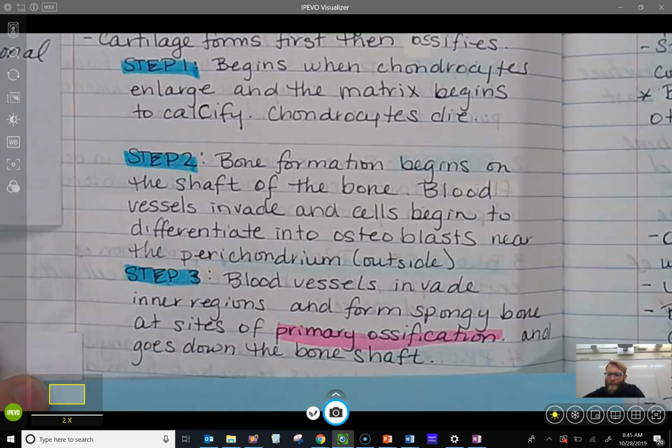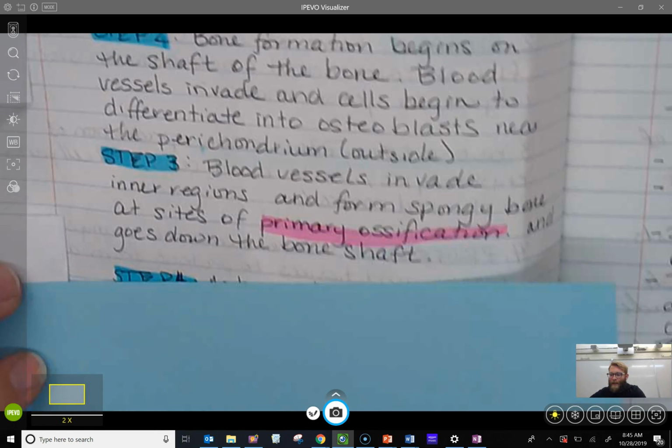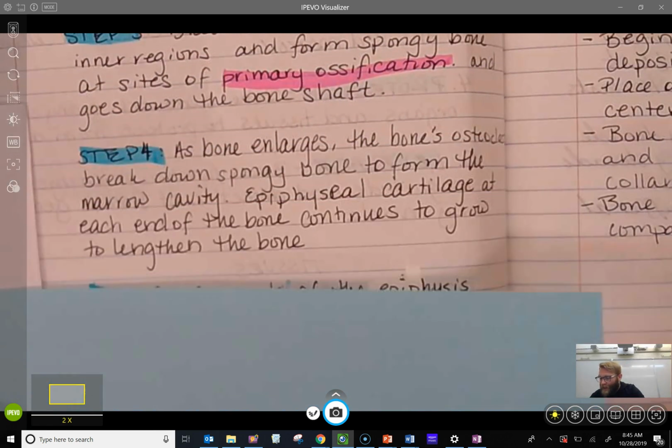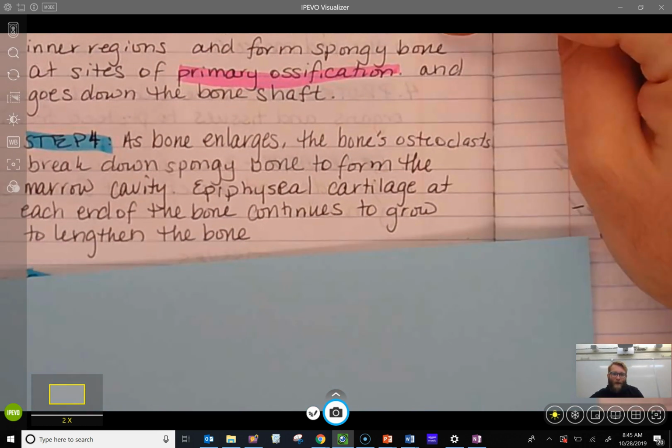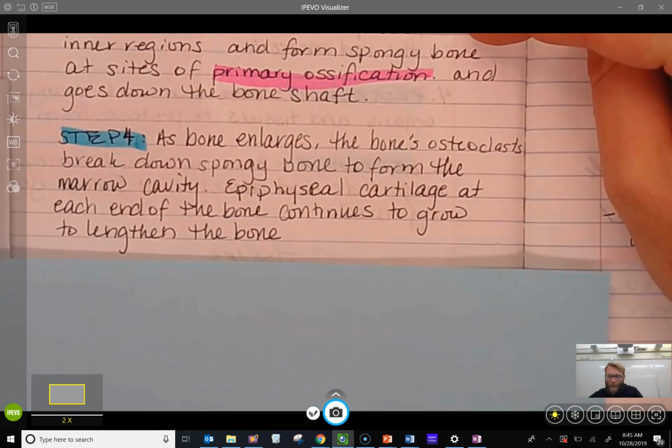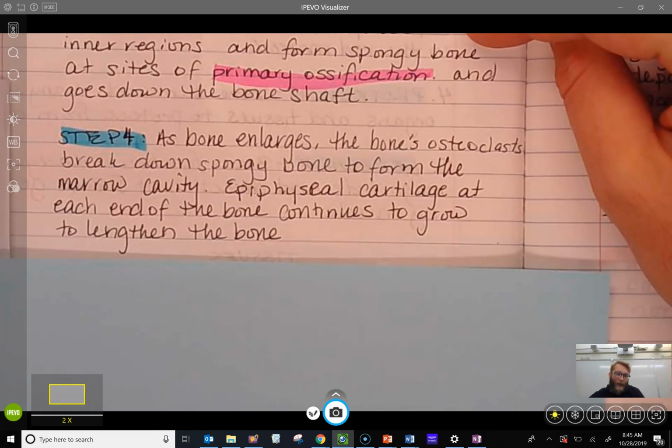Then as we continue down from primary ossification, we move into what we call secondary ossification. The bones will start to enlarge. The osteoclasts will come in, start breaking down this spongy bone, and then we start filling that area in with more and more osteons. So that spongy bone will go away, right? And that marrow cavity will really form, and then we can start differentiating adipose and other stem cells that allow for the formation of different types of blood. This forms at each end of the bone and continues to grow and lengthen.